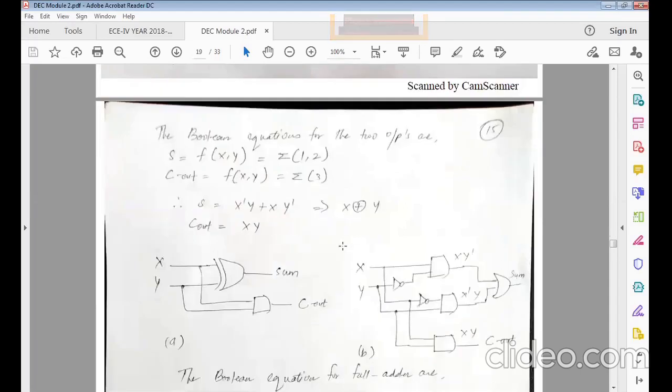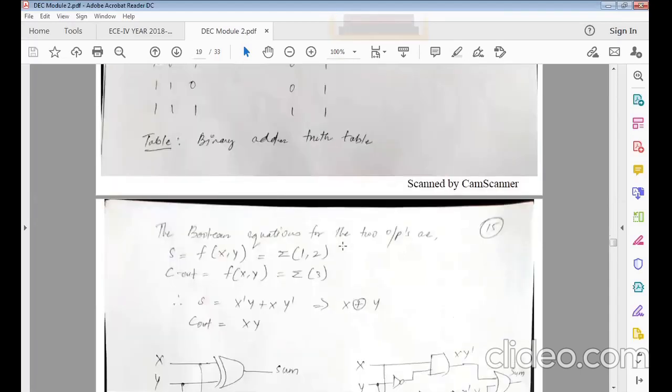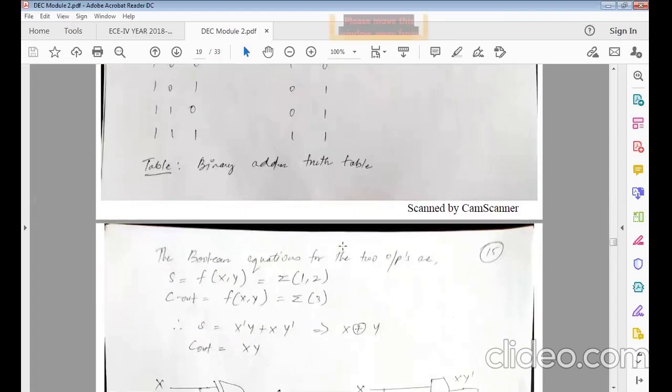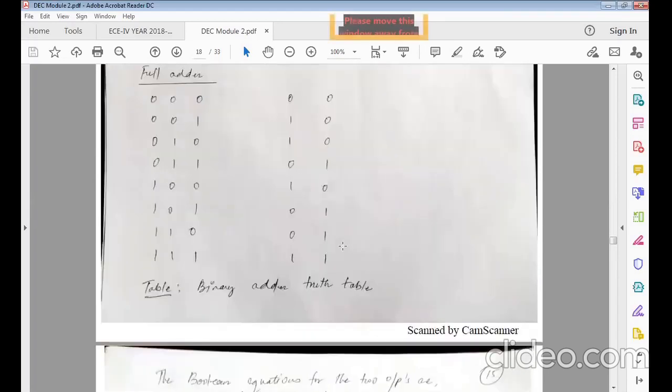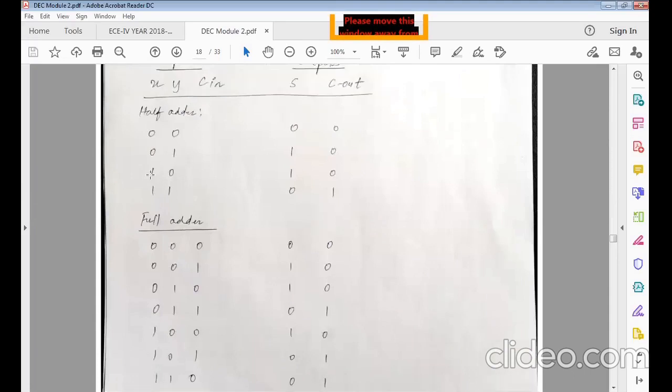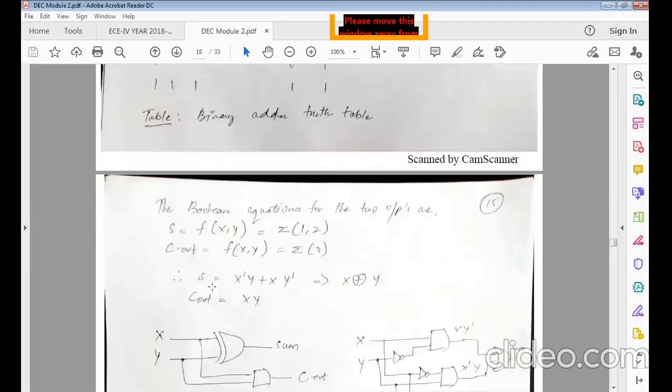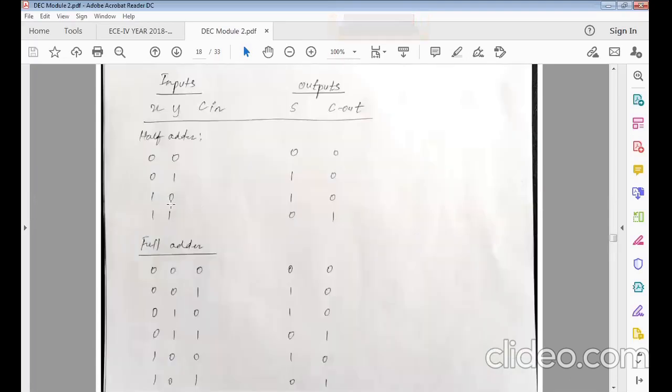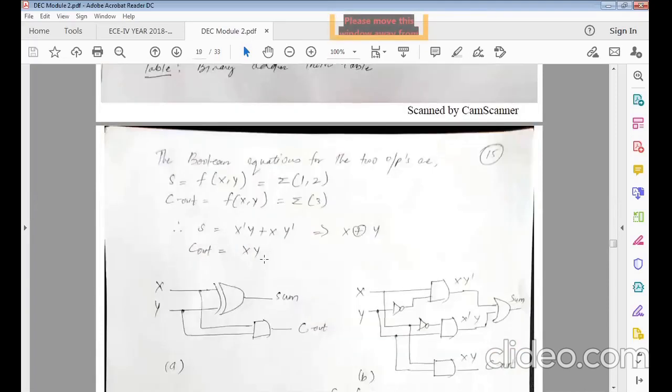And we can even write the equation here with respect to sum. Wherever we have high value, so it will be the opposite. So x bar y and x y bar. So that is our value, or we can even put it as x XORed with y. Then C out, high value I get when both x and y are high, which means it is equal to x and y.